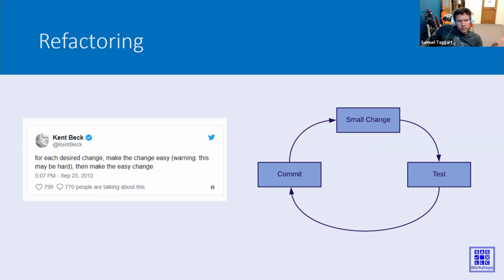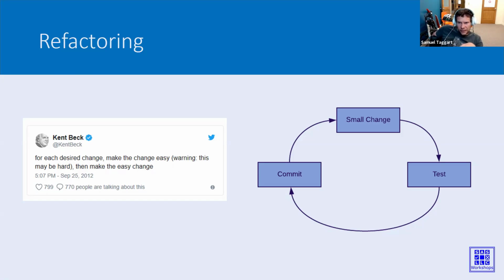So refactoring is about realizing we want to make a change. The code as it is doesn't really support that very easily. So the first thing we're going to do is change the code without adding any new features. We're just going to massage it and make it look slightly different, so then it's easier to add our feature. And Kent Beck said it best when he said, for each desired change, make the change easy. That's the refactoring part, is making the change easy. And he says, warning, this is the hard part, because sometimes refactoring is harder than adding the change after you refactor. And then make the easy change.